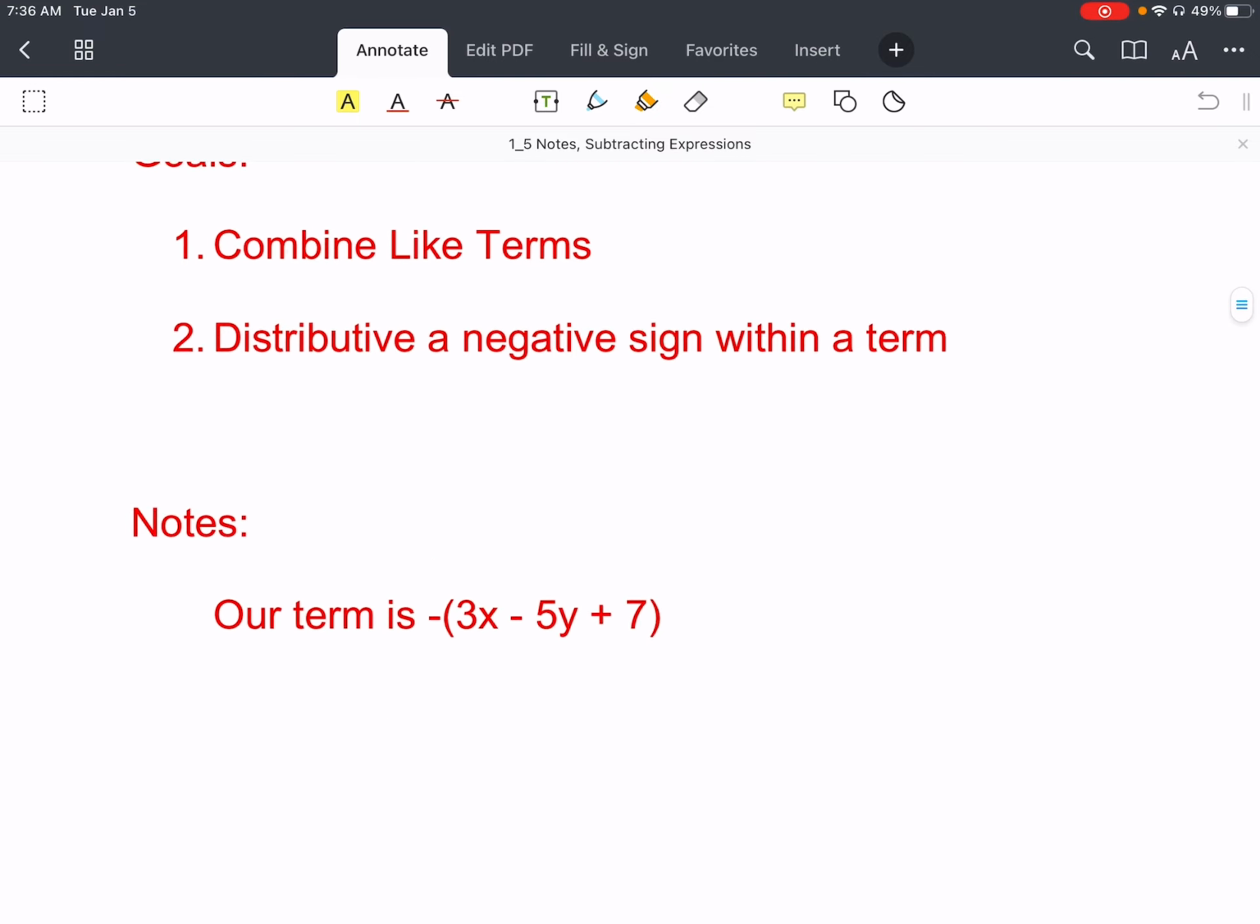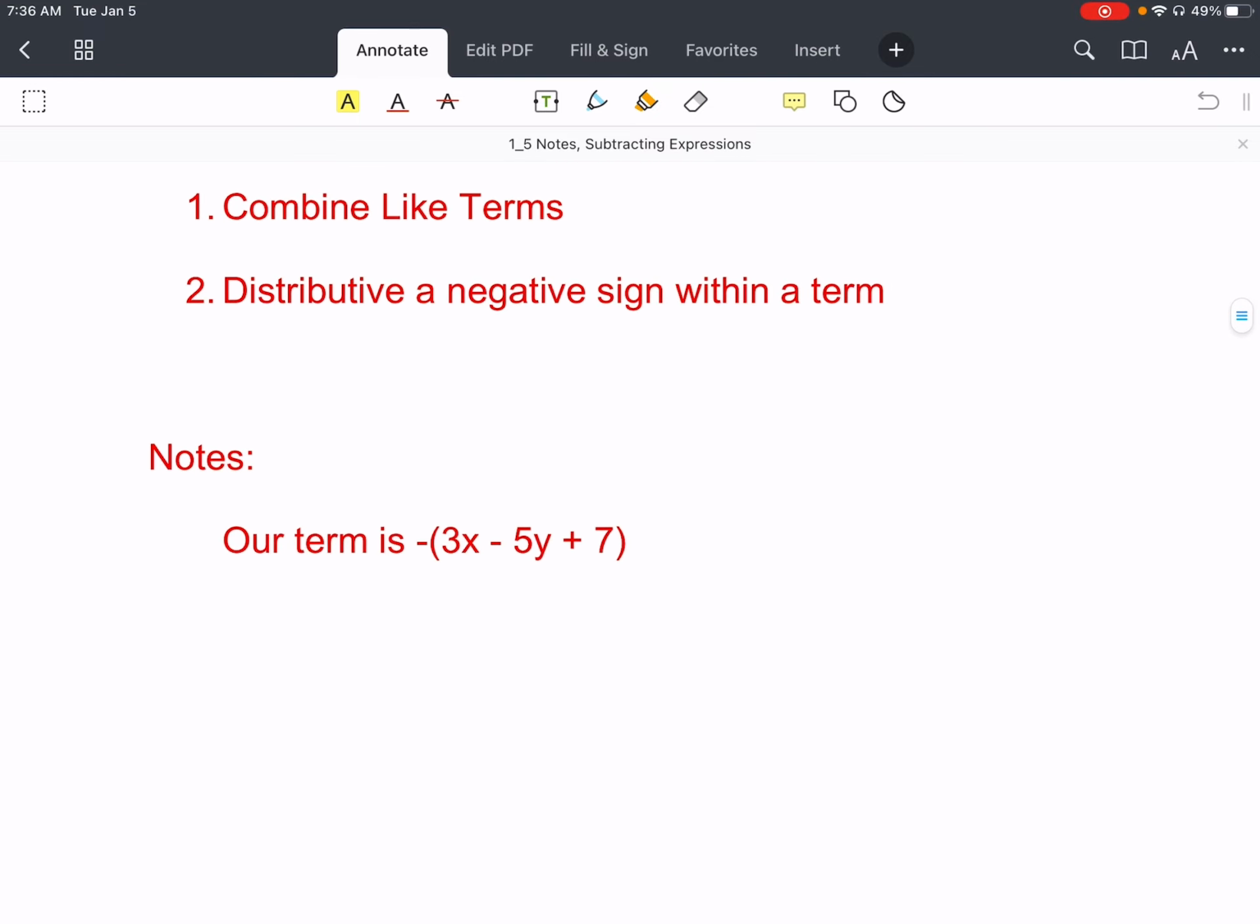All right. So, we are going to start with a term, but we're going to notice that it is negative. So we have negative, and then within parentheses, 3x minus 5y plus 7. And this term is just by itself, so it doesn't look too intimidating. But when we have to combine it, it gets a little tricky.